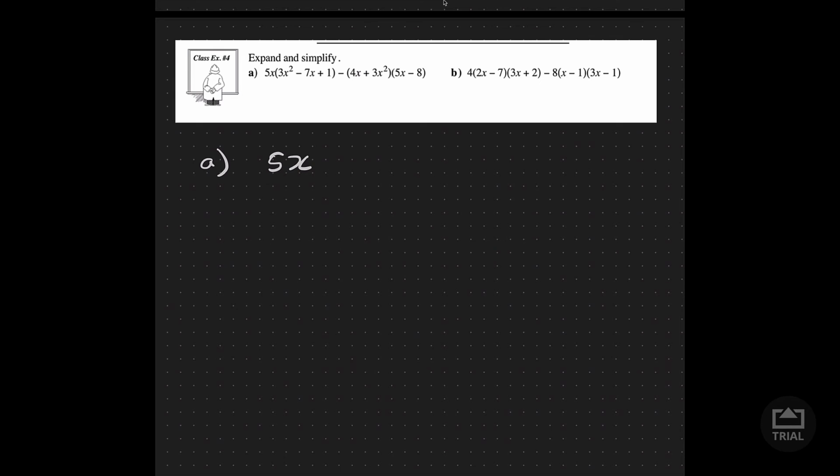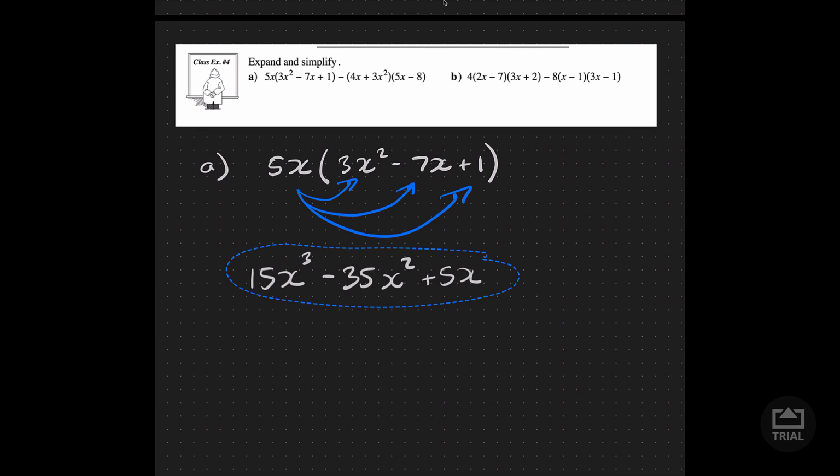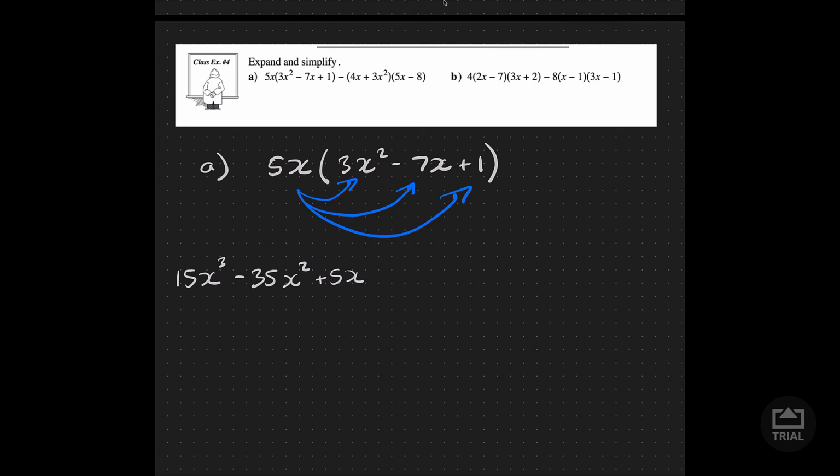So we have 5x times 3x squared minus 7x plus 1. So all we need to do in this case is feed those chickens. So we get 5x times 3x squared is going to be 15x cubed. 5x times negative 7x is going to be negative 35x squared. And 5x times 1 is going to be a positive 5x. Now all of that, let's move it over here, is going to be subtracted from the product of those two binomials.